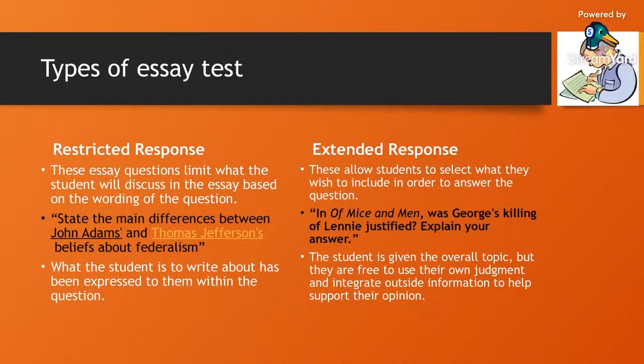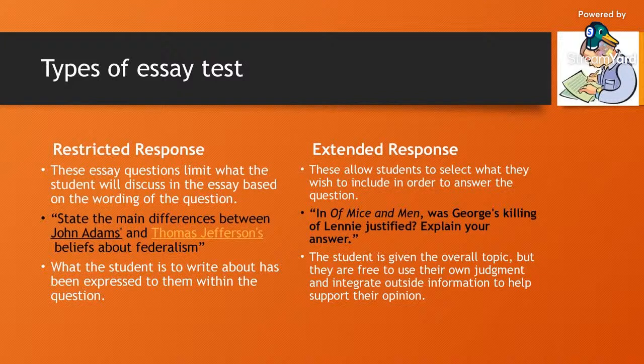So in this question, what the students are to write about has been expressed to them within the question. Okay, so in other words, the students will only state the main difference or differences between the beliefs of John Adams and Thomas Jefferson. Okay, they cannot go beyond what was stated in the question. That's why it's called restricted response.